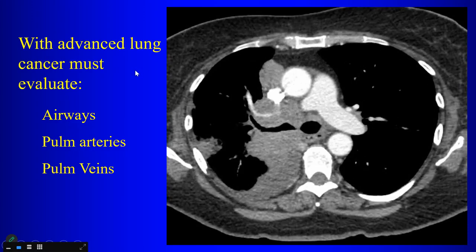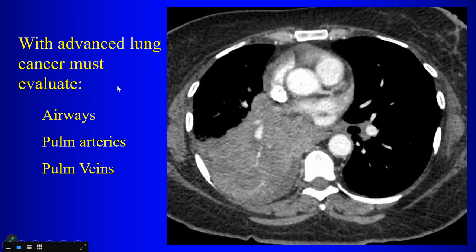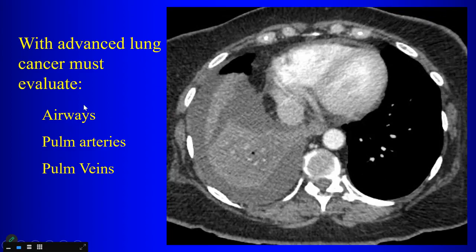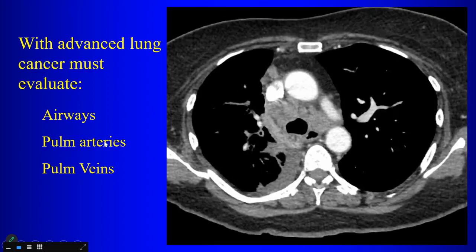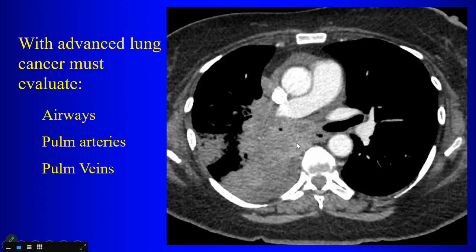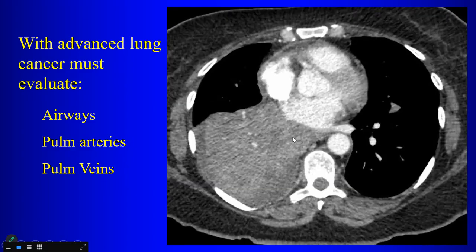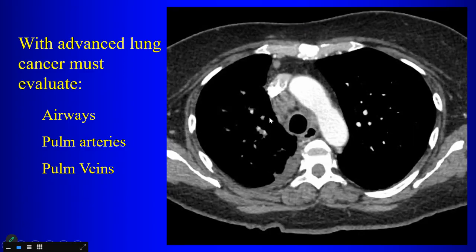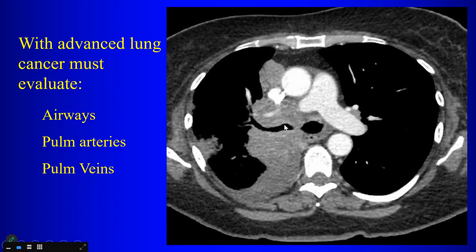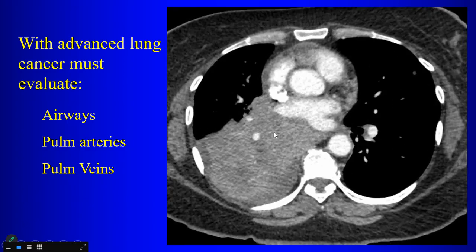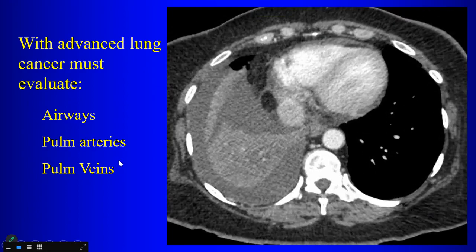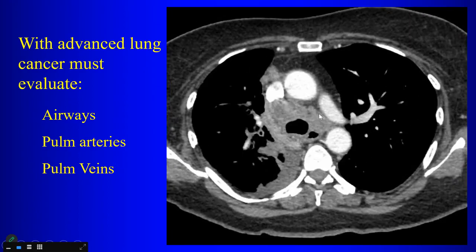When you're dealing with advanced lung cancer, go through the things to look at: the tumor itself, describe the tumor, but also don't forget to look at the airways, the pulmonary arteries, and the pulmonary veins. In this case, there's an extensive, large infiltrating neoplasm in the right lower lobe, with extensive mediastinal lymphadenopathy. When you look at the airways, you notice the bronchus intermedius is completely squashed, so that's something you want to mention. You want to go back and look at the pulmonary arteries.